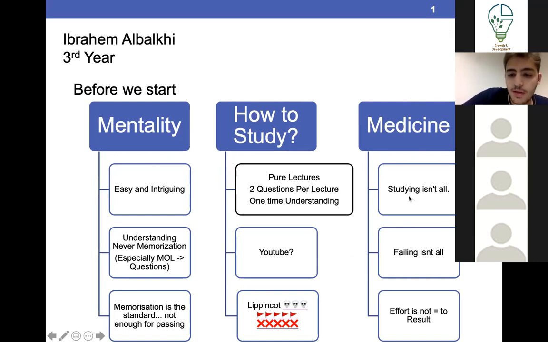Regarding medicine, I want you to know that studying isn't all. It's extremely important that you understand medicine and not memorize it. This might seem funny, but it's not. It's actually the way to go about medicine, in my opinion. And some students might fail through the first year, and I want you to know that that's not the end. A lot of students have failed and managed to pass and graduate. So, let's start.